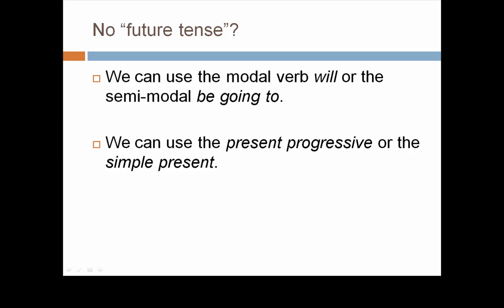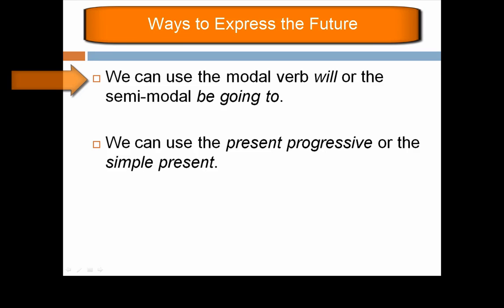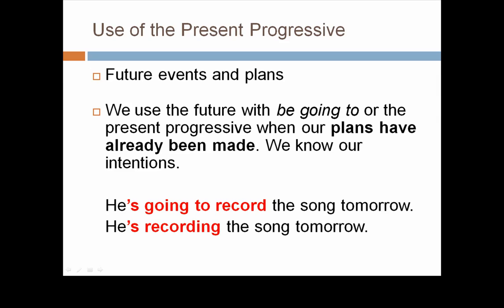So from this lesson, I want you to remember that we can use the modal verb will or the semi-modal be going to for the future, and we can use the present progressive or the simple present for the future. More specifically, we use the present progressive to state future events and plans. So it's very common to use the future with be going to or the present progressive when our plans have already been made. We know our intentions.